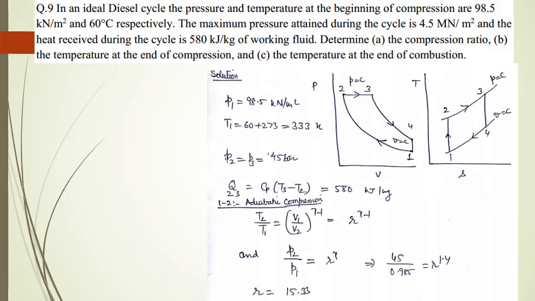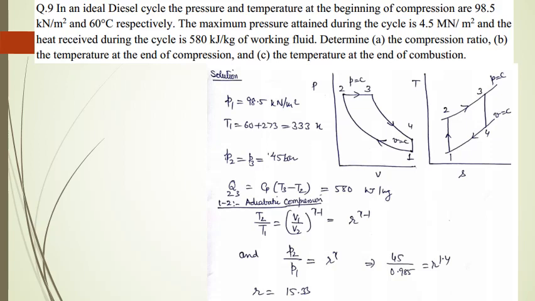In an ideal diesel cycle, the pressure and temperature at the beginning of compression are 98.5 kilonewton per meter square and 60 degrees Celsius respectively. The maximum pressure attained during the cycle is 4.5 meganewton per meter square and the heat received during the cycle is 580 kilojoule per kg of working fluid. Determine A, the compression ratio, B, the temperature at the end of compression, and C, the temperature at the end of heat addition. Now PV and TS diagram for the diesel cycle has been drawn on the slide.